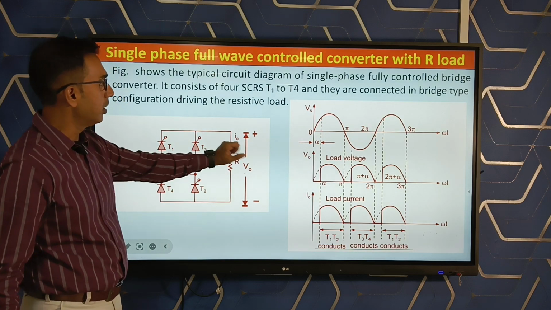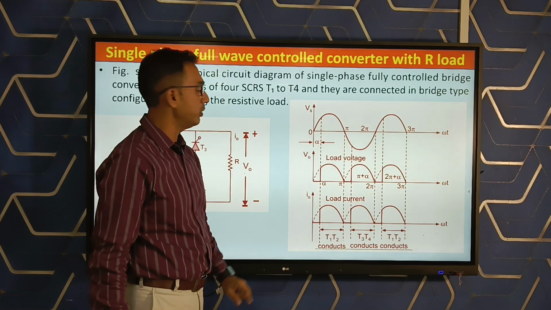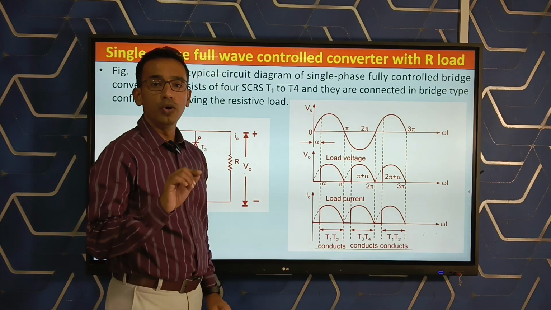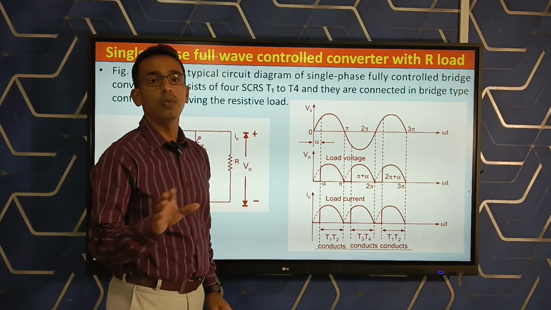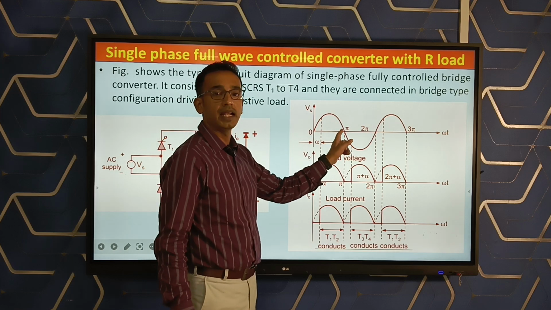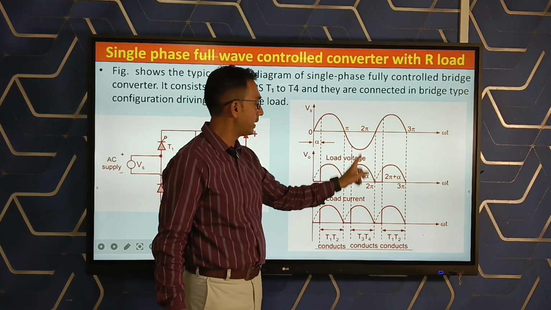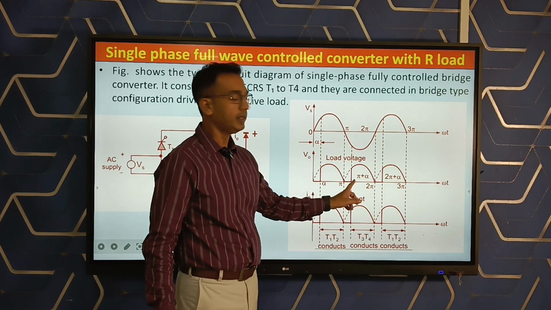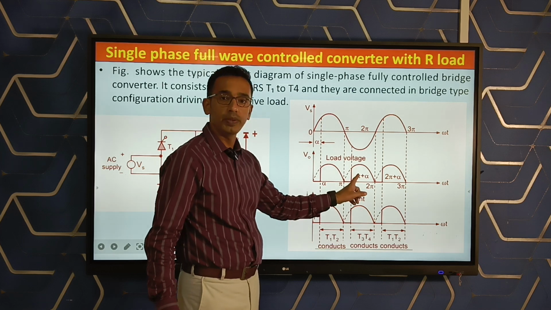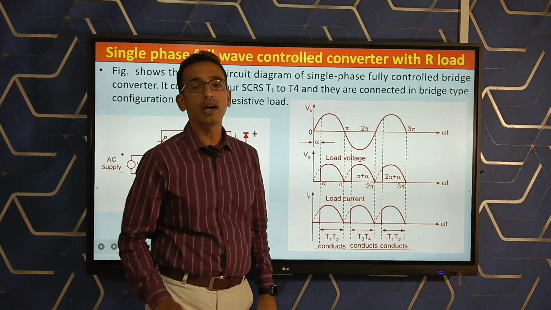Here is the waveform diagram. In the half wave there was no voltage in the negative half cycle. But here, in the negative half cycle, pi to 2 pi, we are getting the voltage. In the positive half cycle we are getting output, and in the negative half cycle also. So that means in both cycles we are getting the output voltage.